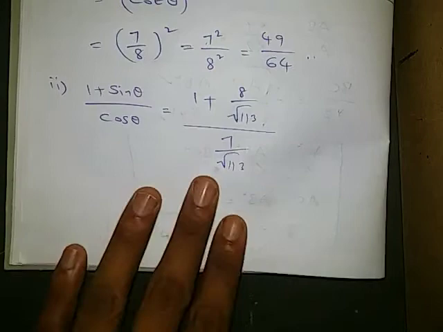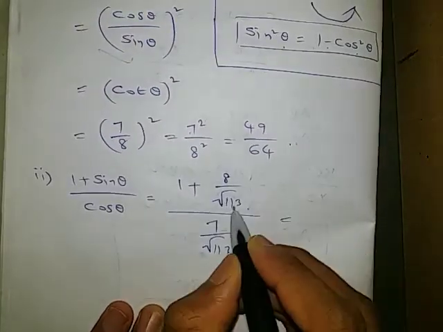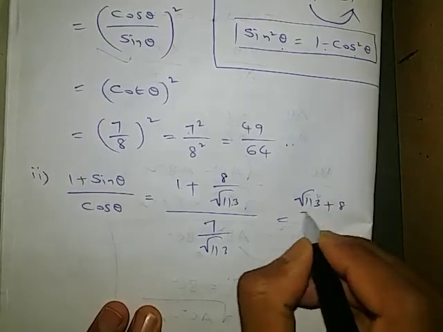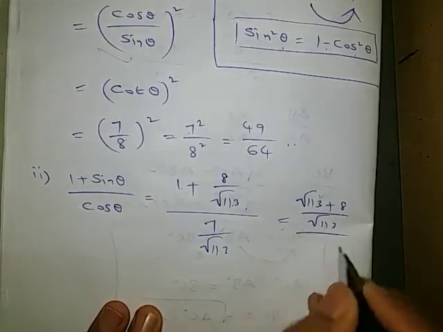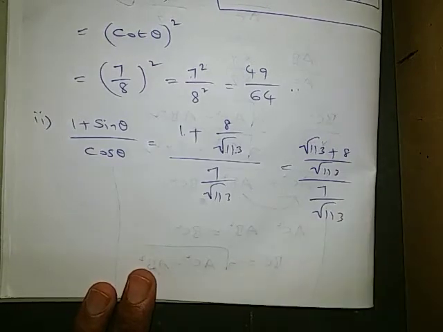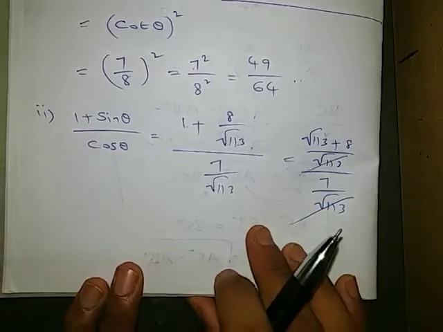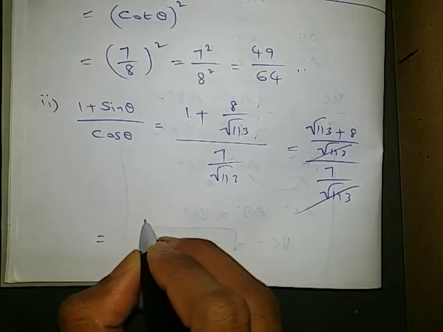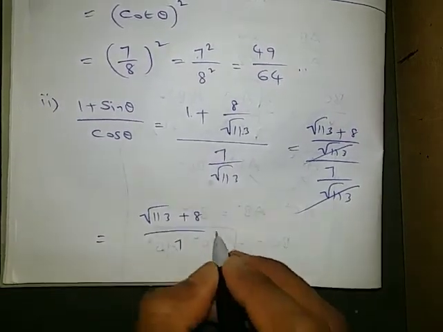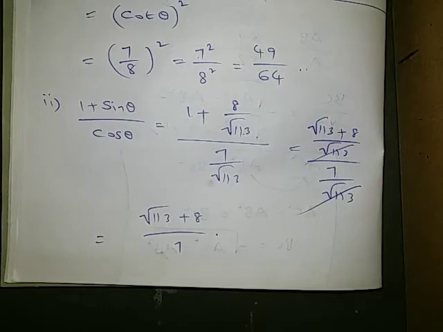Now if we solve the numerator, we will get root 113 into 1, root 113, plus 8, divided by root 113, the whole divided by 7 by root 113. Here root 113 will get cancelled. So we are left with (root 113 plus 8) the whole divided by 7.